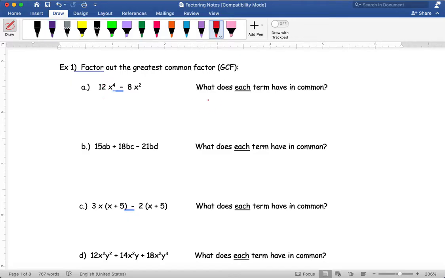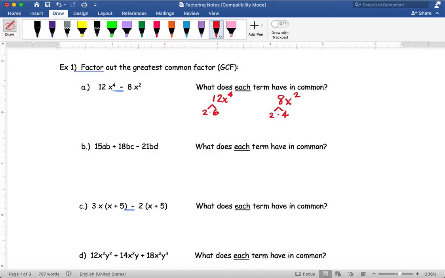So if I'm looking at 12x to the power of 4 and 8x squared, I'm looking at 12 and I say, well, 2 divides 12 and 2 also divides 8 because they're both even. But is there something larger that divides 12 and 8? Well, it can't be as big as 8 because 8 doesn't divide 12. But I could break this down and say, this is like 2 times 6, and 8 is 2 times 4.